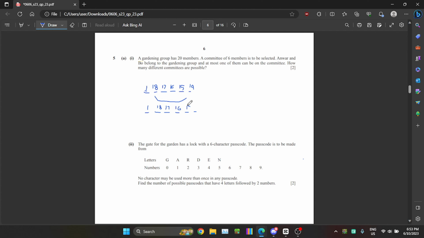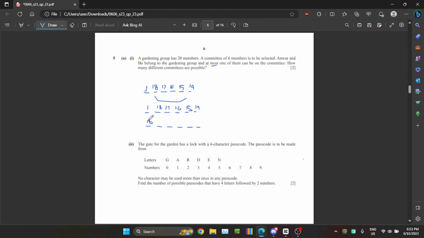16, 15, 14. And then, is that it? No, there's actually one more line. What if both of them are not in? It says at least. Oh no, it says at most only one of them. So that means them both not being in the community is completely possible.